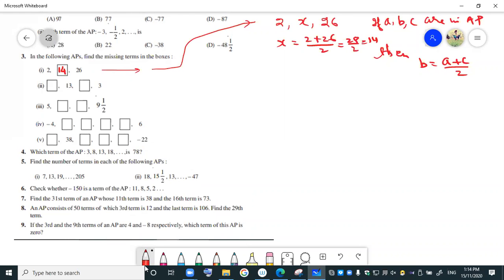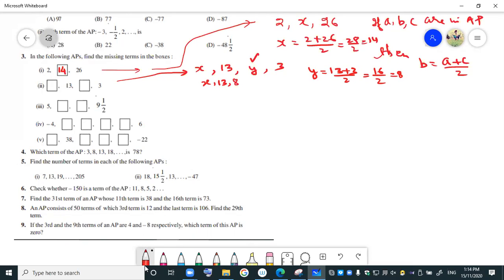But here two terms are missing. One is missing, then you have 13, then another one is missing. This x is missing, 13, then y is missing, 3. So y is the middle term of 13 and 3. As I told you, the middle term will be the mean of the extreme terms. So y will be equal to 13 plus 3 by 2. 13 plus 3 is 16 by 2, that is 8. So we got 8.